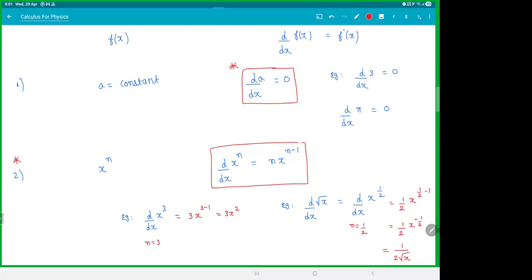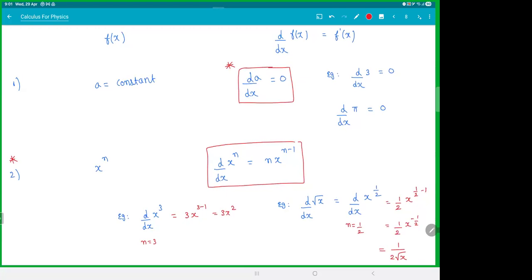Are you clear with this? Don't worry, we will do a lot of practice problems, but this is the formula. The formula for x power n is n into x power n minus 1. How we got it, we don't care; the maths people will take care of it later on. Please note down the two formulas.